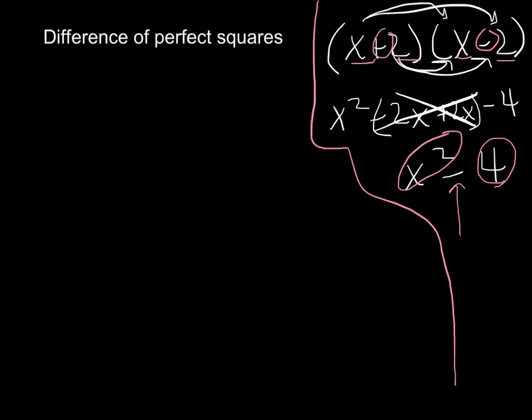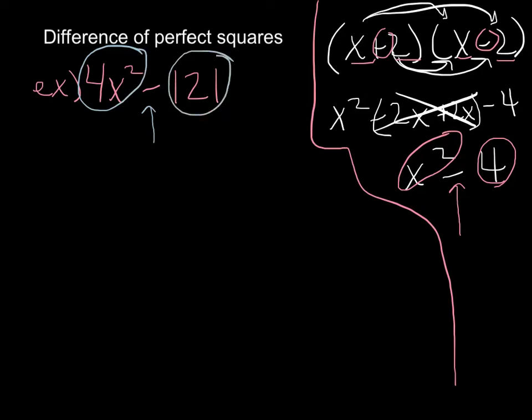So what we have to do is we have to check and make sure our two terms are actually perfect squares. We have to check and make sure that we're subtracting. And when that happens, we have to take our two things and find the square roots. So what I mean by that is, for example, if I have 4x squared minus 121, I have to check a couple things. Number one, I have to check and make sure it's a difference. Well, yes, it's a difference. The next thing I have to check is the fact that my two terms are actually perfect squares. So I want to check 4x squared, and I want to check 121.